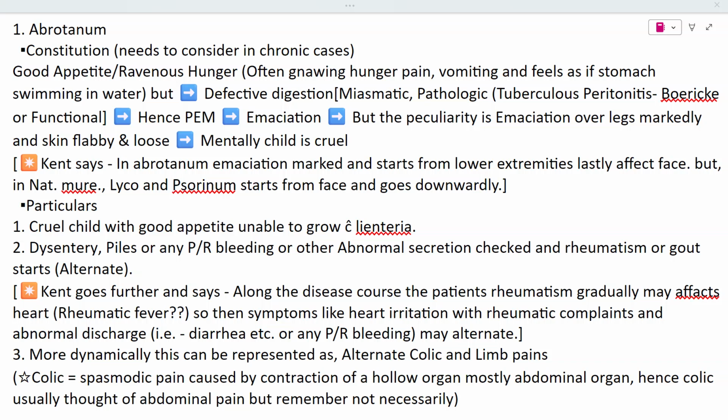So the first drug we are going to discuss is Abrotanum. As we have already seen, we have read Abrotanum from Allen, Skinner in a different language, and from Kent. Now I have tried to understand Abrotanum from different authors' perspectives and their clinical notes so that the picture is a bit clear and we can prescribe it in different patients.